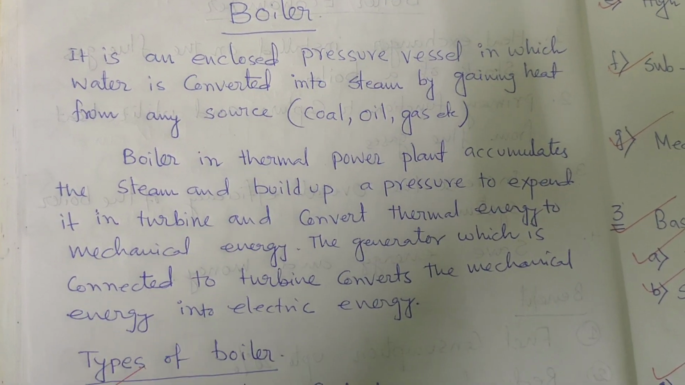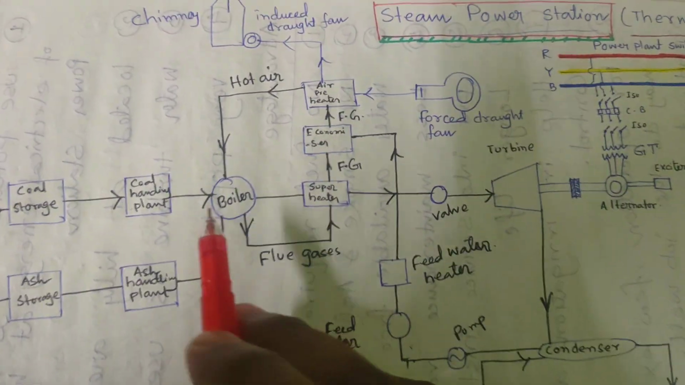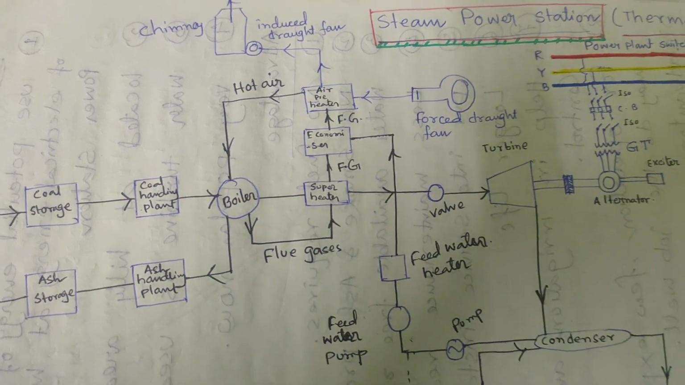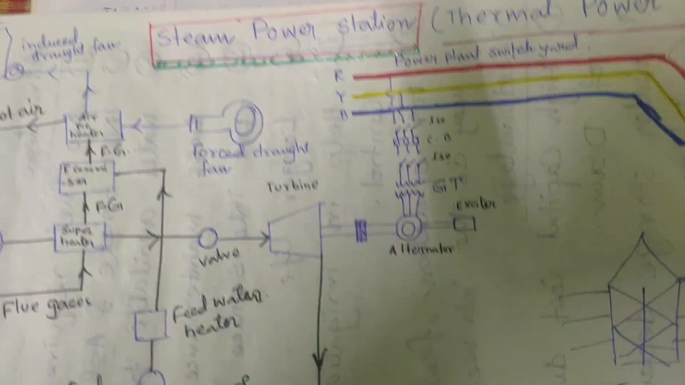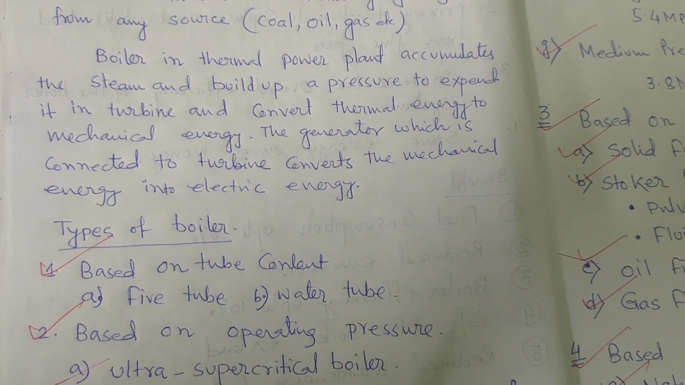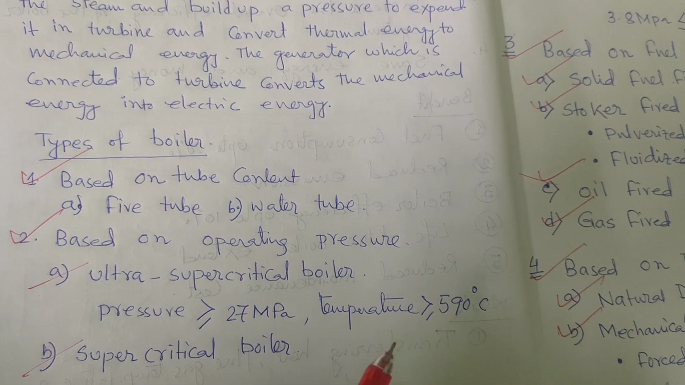So the main funda we have discussed today is the function of the boiler, how boilers are used in the power plant for generation of steam, and the different types of boilers we use nowadays for different categories.